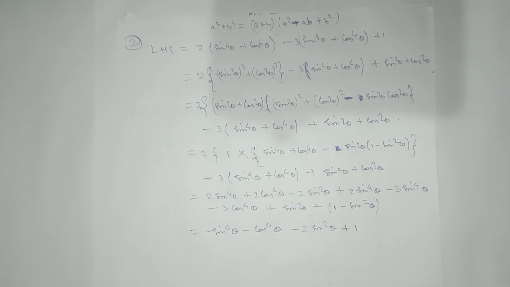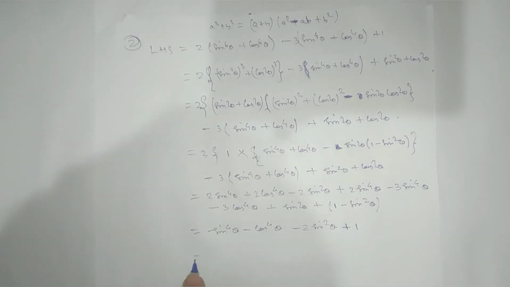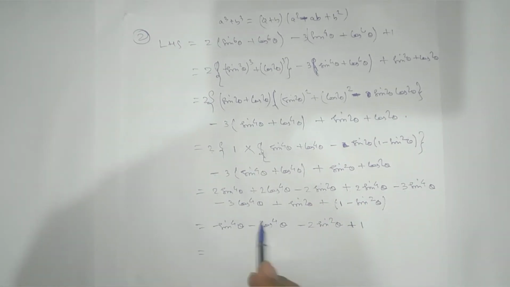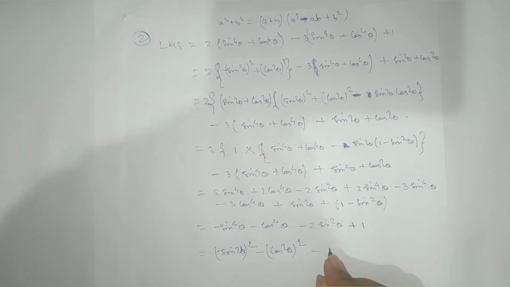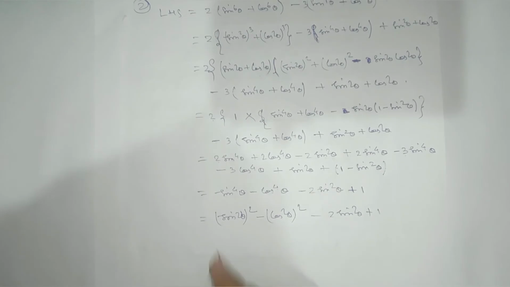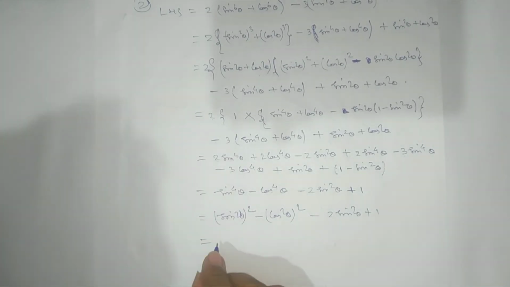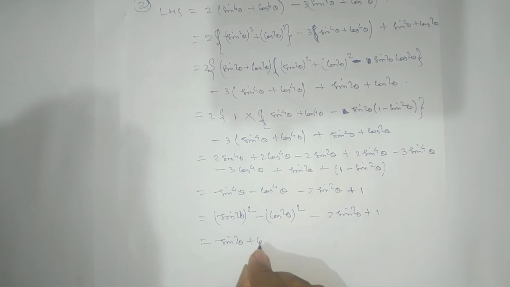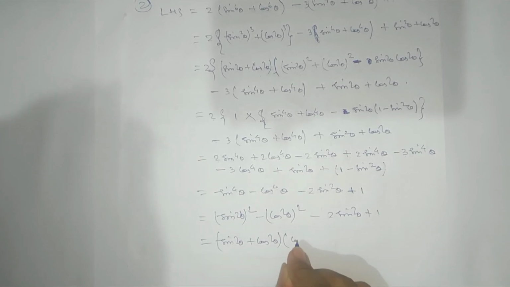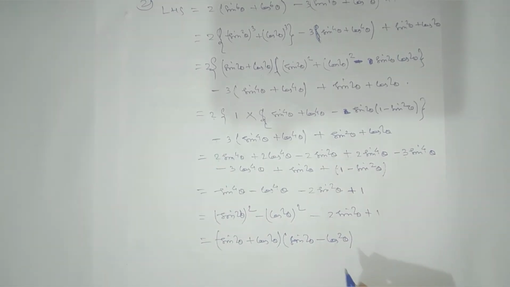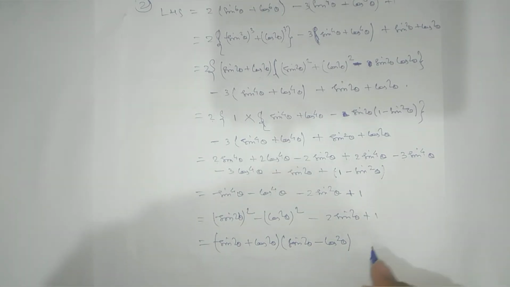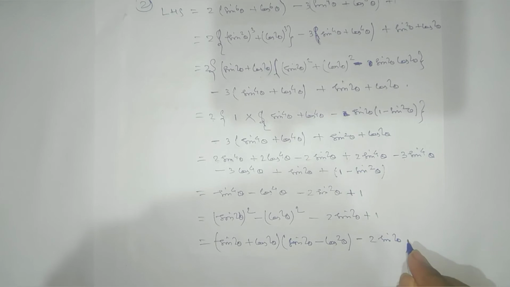Okay, so if you have a doubt, just go back and check it. Now leave this part, take this one. This can be written as (sin^2 theta) to the power 2 minus (cos^2 theta) to the power 2, and we'll keep it the same, no problem right now. Now a square minus b square, that means (a plus b)(a minus b), and minus 2 sin^2 theta plus 1.